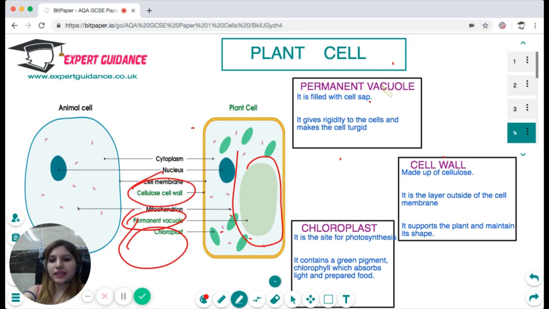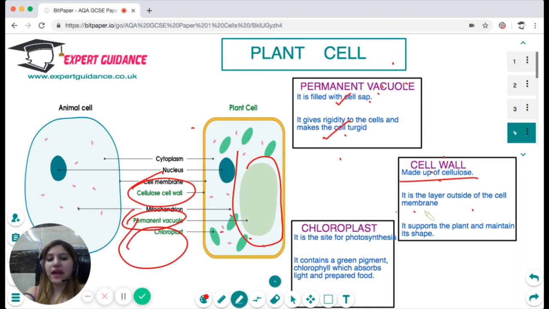Now, the permanent vacuole, you should remember the function of each one of them. The permanent vacuole is filled with the cell sap, and it gives rigidity to the cell and makes the cell turgid. The cell wall is the outer layer, and it is made up of cellulose. You should remember the cell wall of the plant cell is cellulosic.